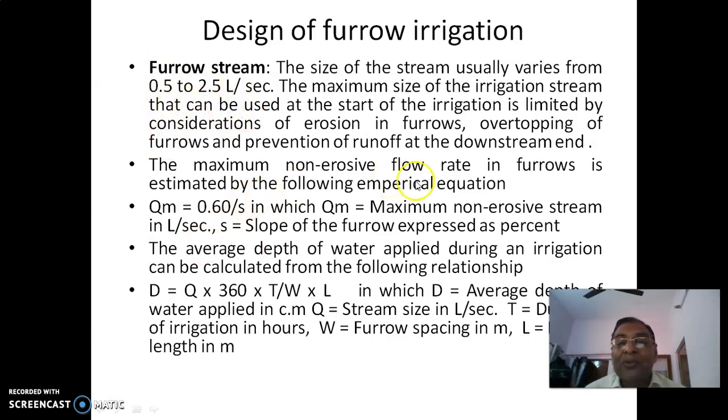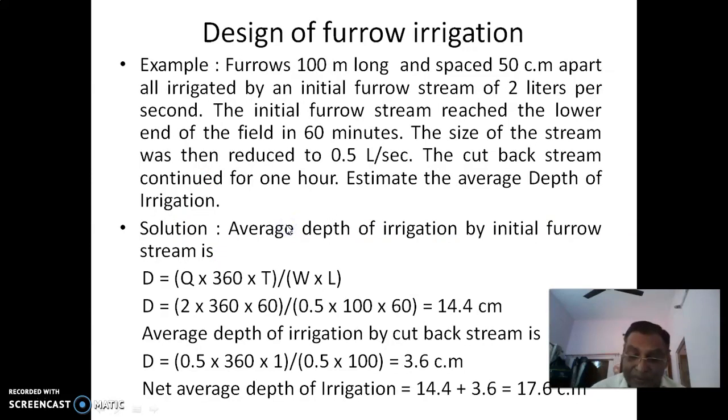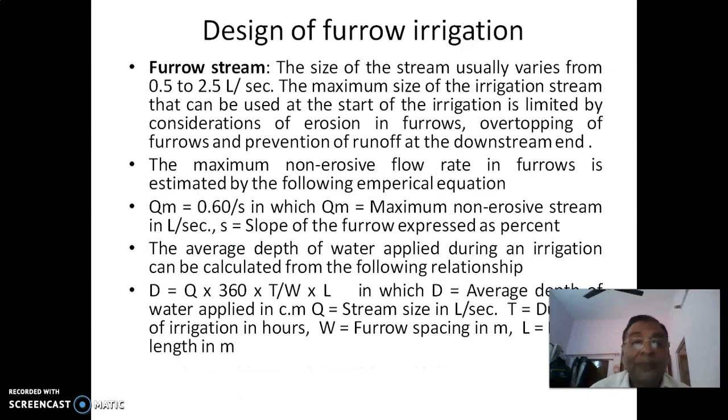The maximum non-erosive flow rate in furrows is estimated by the following empirical equation. What is the equation? Simply, qm is equal to 0.60 by S, in which qm is the maximum non-erosive stream in liters per second. It is inversely proportional to the slope, expressed as percent. So you cannot have a bigger stream if the slope is greater.